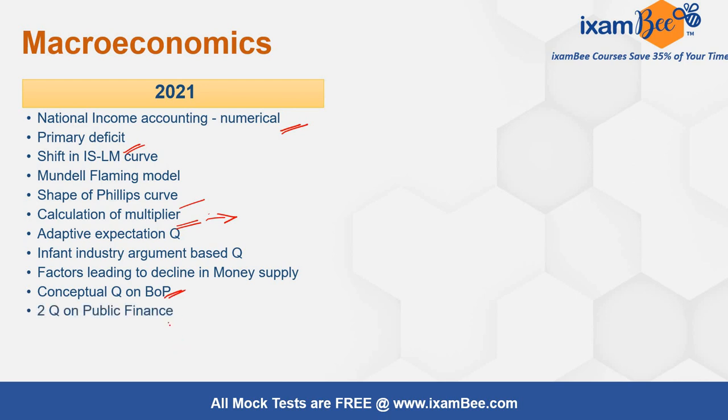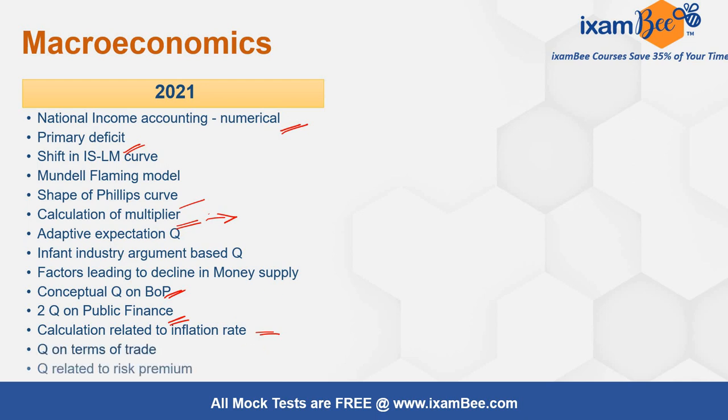There were 2 questions on public finance, conceptual again. Then a calculation numerical was there for the calculation of inflation rate. There was a given set of data and you had to calculate the inflation rate from there. There was a question on terms of trade and one numerical based on calculation for risk premium from various information that was given. So these were some of the topics, the type of questions that had come in 2021.